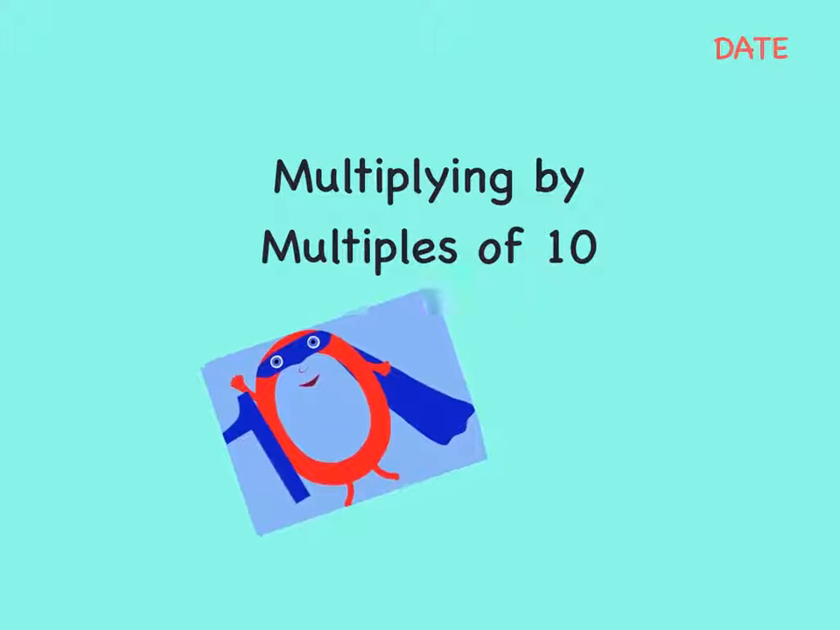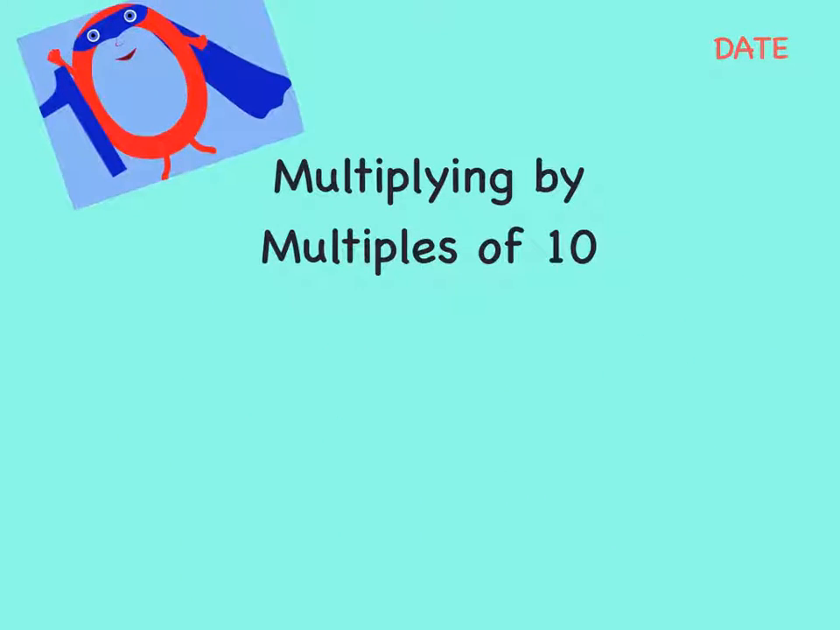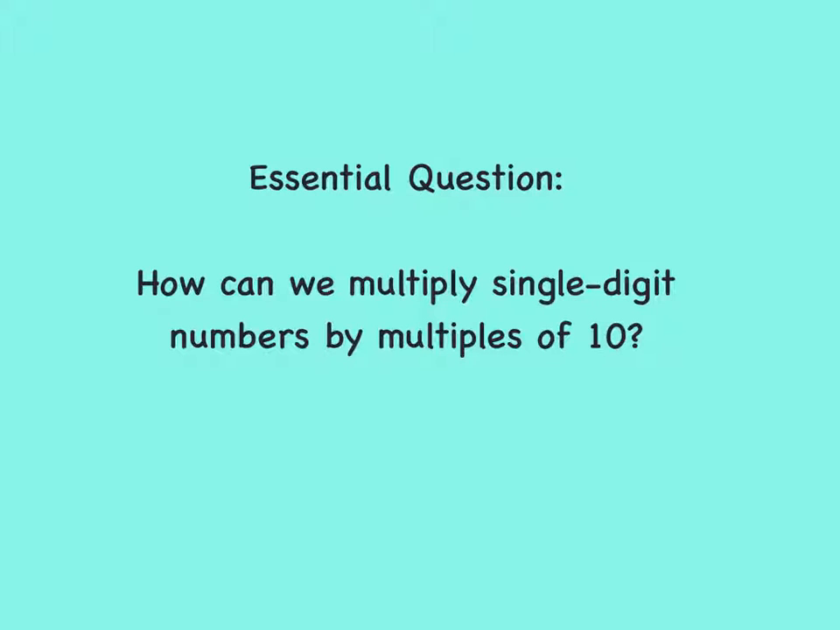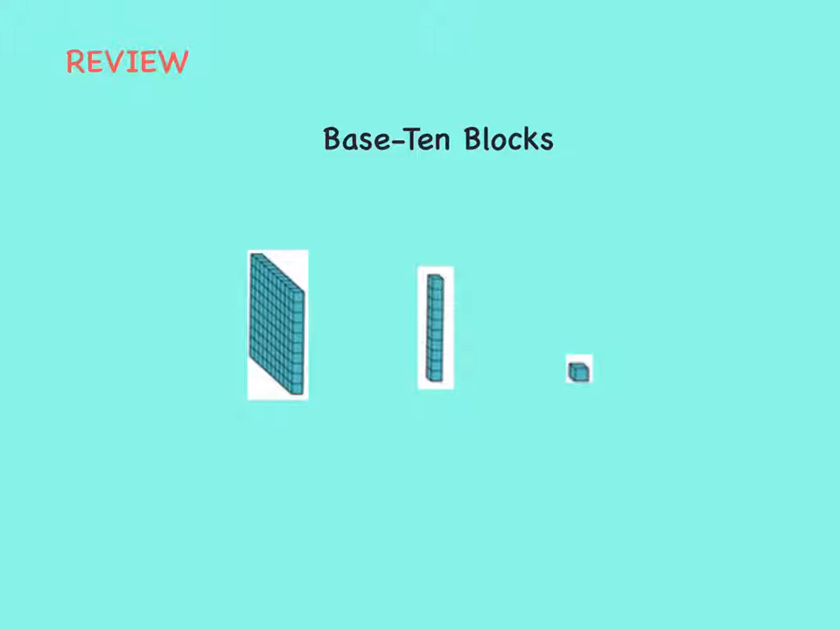Multiplying by multiples of 10. How can we multiply single-digit numbers by multiples of 10? We have used base 10 blocks to help us understand math concepts. This unit block represents 1, this rod represents 10, and this flat represents 100.